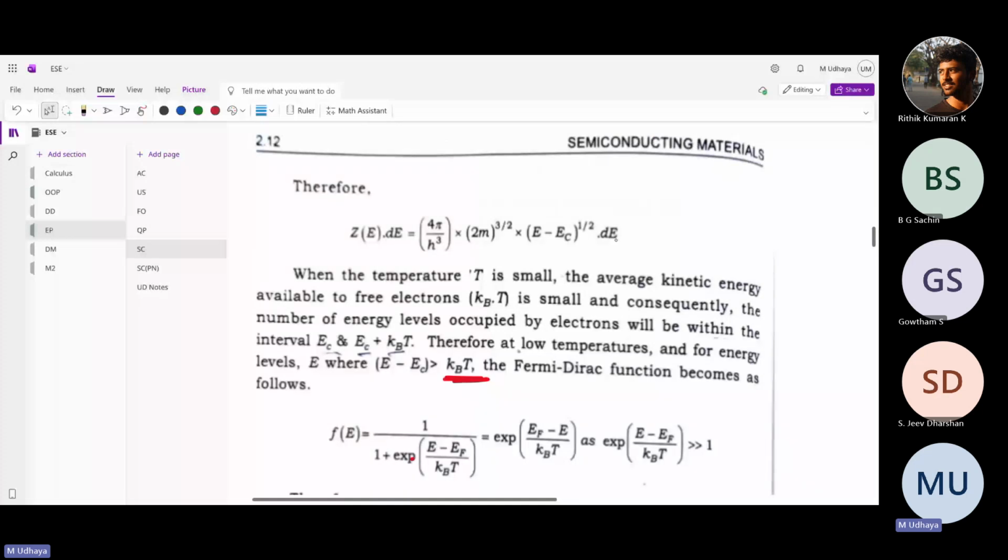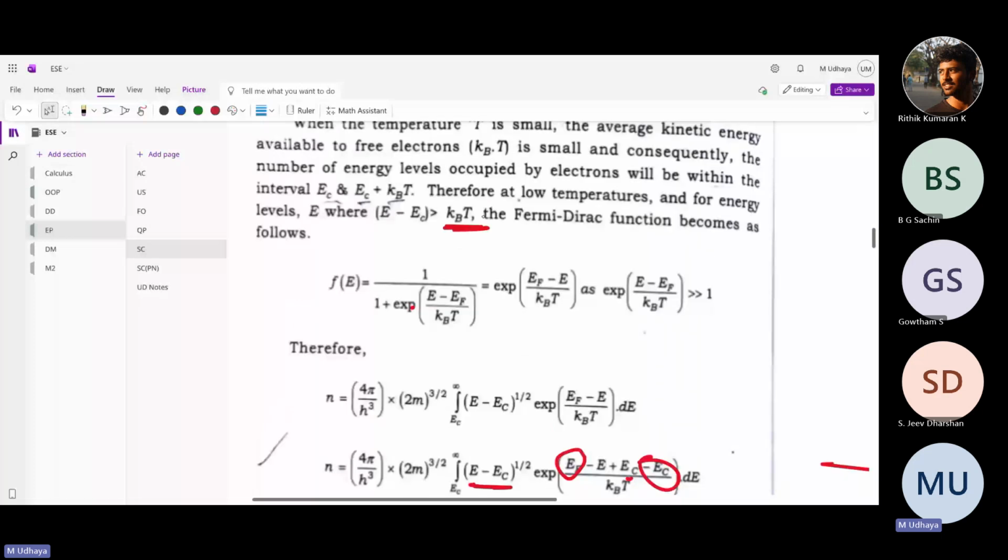Again, this is a very complicated formula. I don't want this e power something in the denominator, so let's try to nicely put it in a format. You very well know that 1 plus e power some bigger quantity, the 1 is negligible, so it is far greater. In that case, I can ignore the 1 and take this e power term to the numerator. So it will become e power (EF minus E) by kT.